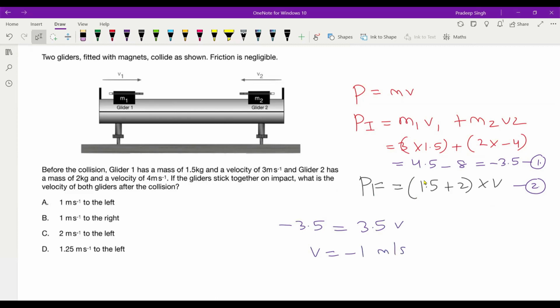So the magnitude of the velocity after impact is 1 meter per second. But since you have a negative sign, that implies it is towards the left-hand side. Hence, the answer for this question is part A, 1 meter per second to the left.